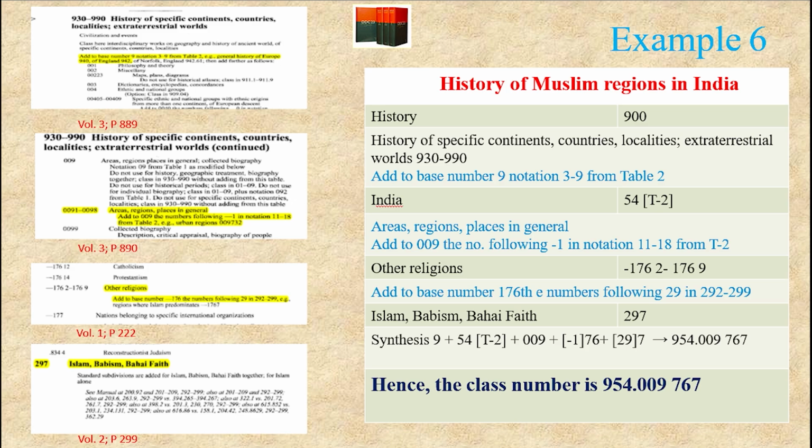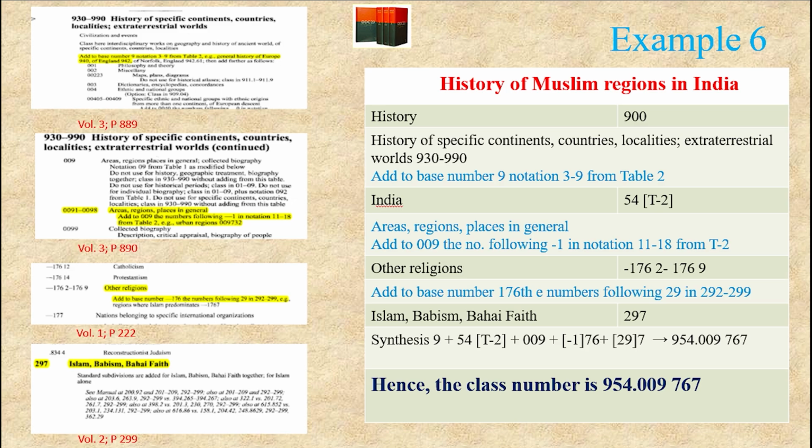So Bengal number, that is 54. History of India falls under 954 from Table 2. Then areas, regions, places in general, add to 009 the number following dash 1 in notation 11 dash 18 from Table 2. Here other religions fall under 1762 dash 1769.